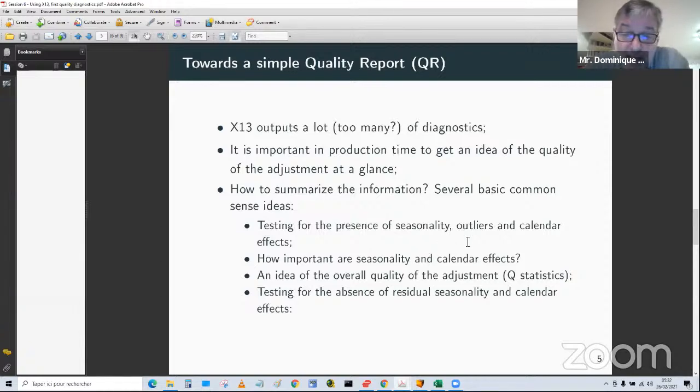After, when I decide if I have to do the job, I will check the quality of the job. So for me, I need to have very quickly a first idea: do I have problems or not? So I will have a look at the Q statistics. And after, I will do a test for the absence of residual seasonality and calendar effect.